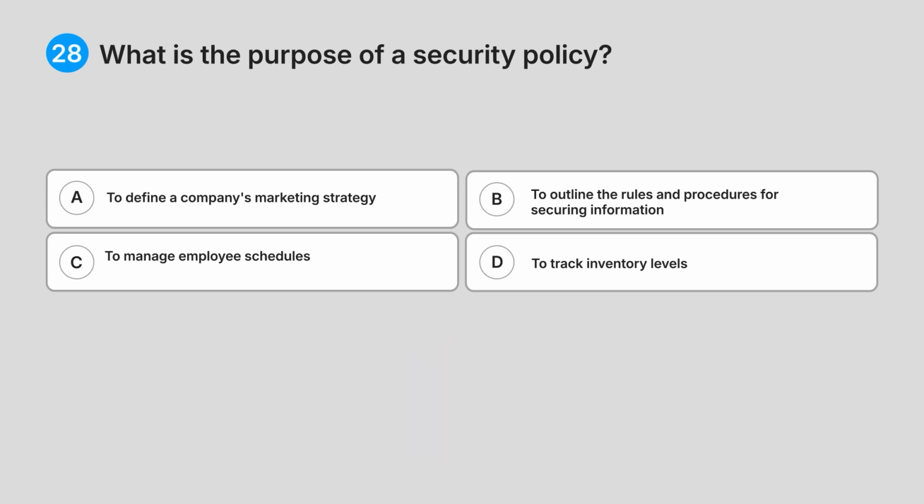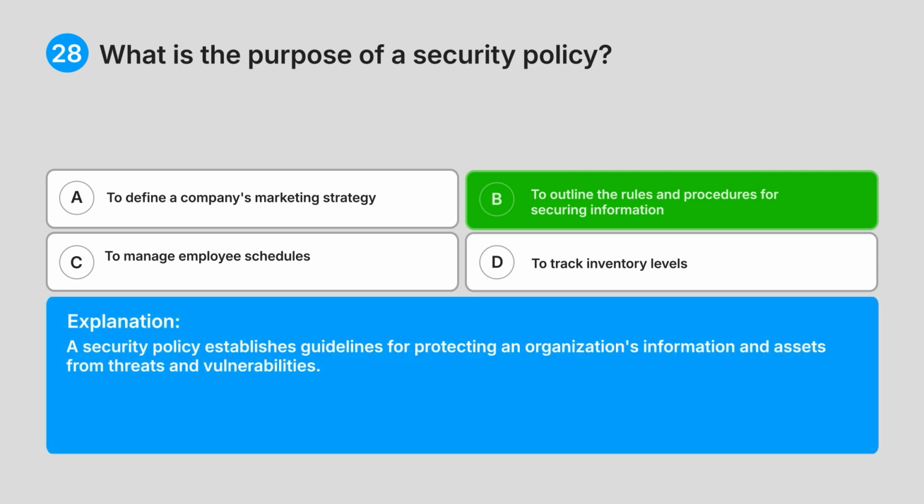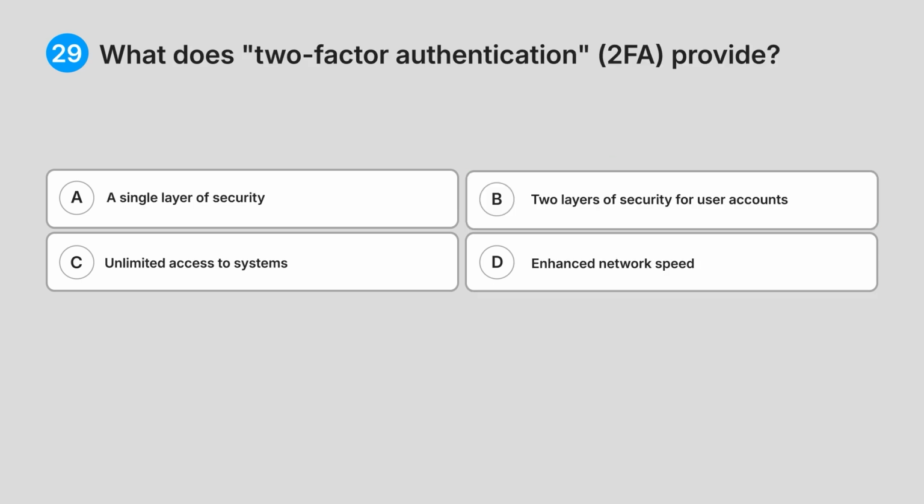Correct answer: B. To outline the rules and procedures for securing information. Explanation: A security policy establishes guidelines for protecting an organization's information and assets from threats and vulnerabilities. 29. What does two-factor authentication, or 2FA, provide?